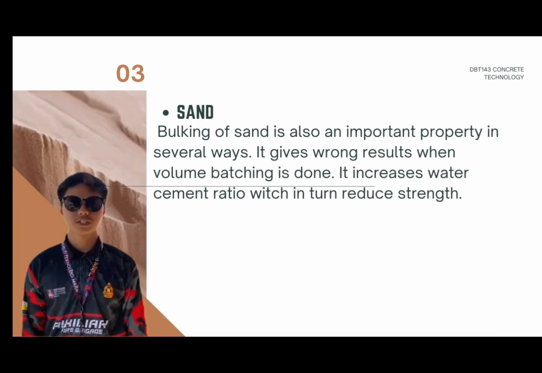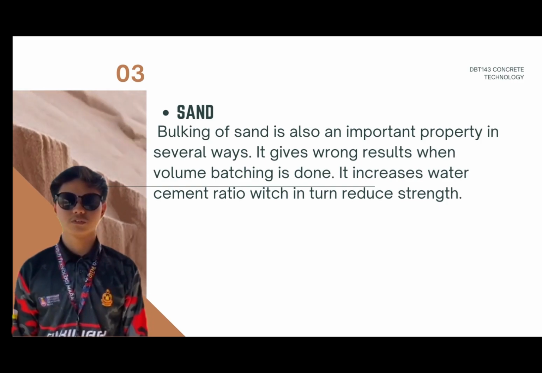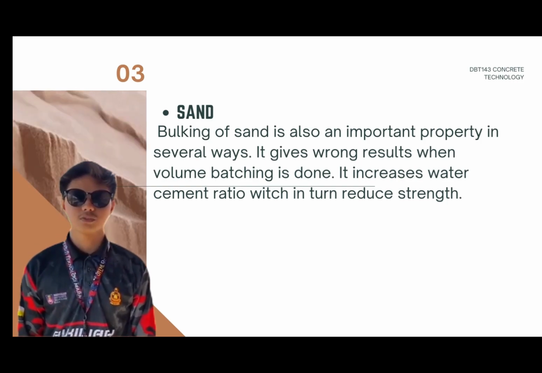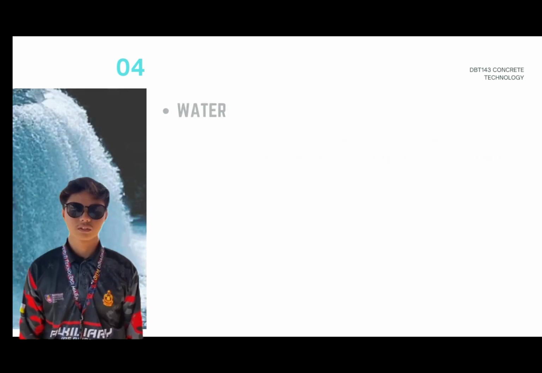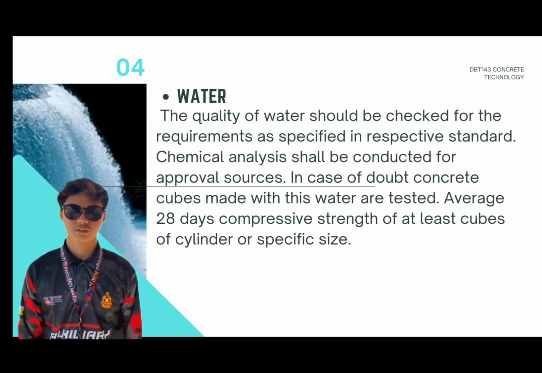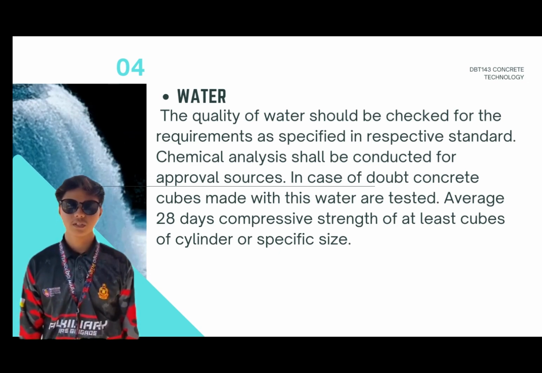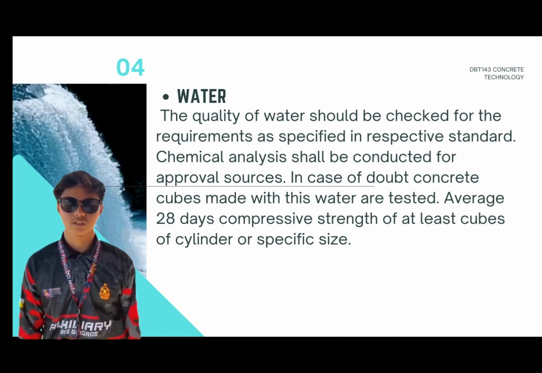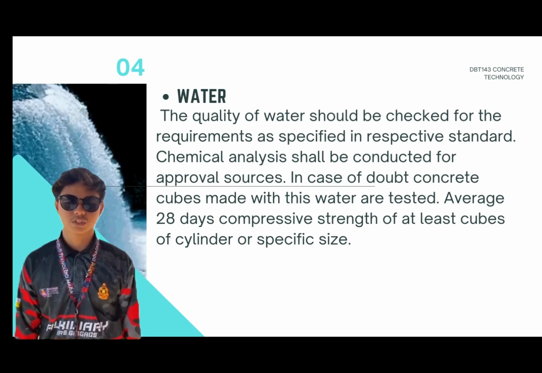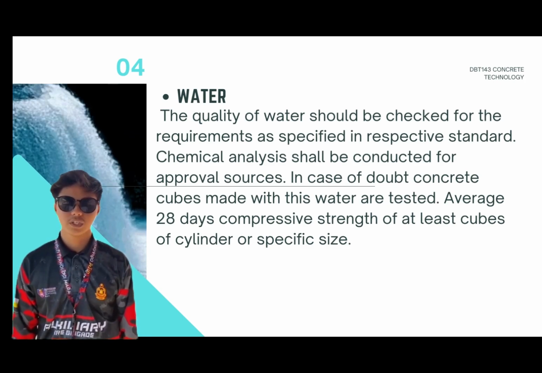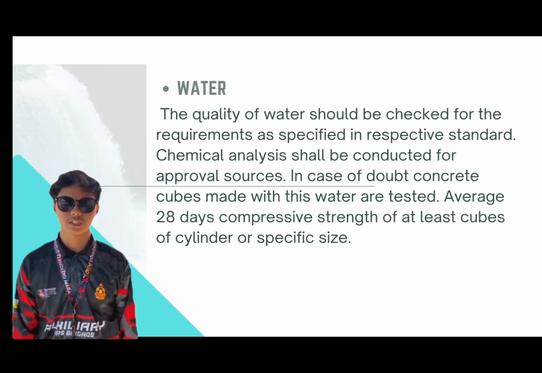Sand. Bulking of sand is also an important property in several ways. It gives wrong results when volume batching is done. It increases the water-cement ratio, which in turn reduces strength. Water. The quality of water should be checked for the requirements as specified in the respective standard. Chemical analysis shall be conducted for approved sources. In case of doubt, concrete cubes made with this water are tested. The average 28 days compressive strength of at least three cubes or cylinders of specified size is checked.